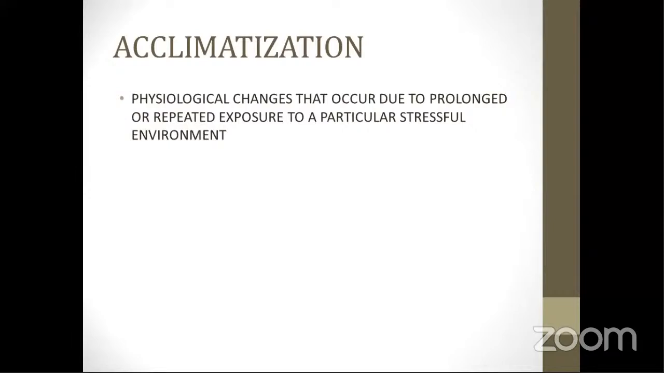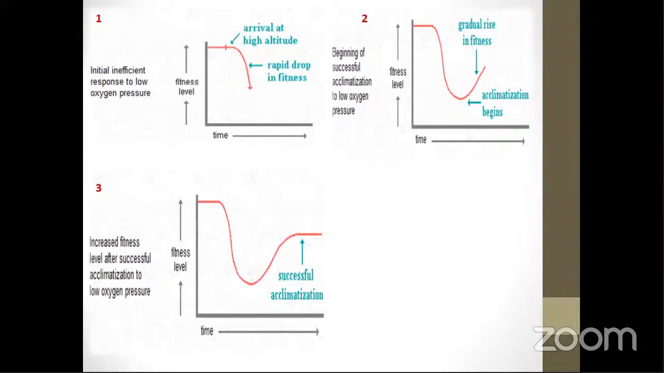And in this graph you can see what the effects are. In the first diagram you can see that when a person is ascending to a high altitude, there is a rapid drop in fitness. That is the rapid drop, the first response. At high altitude there is a rapid drop in fitness.